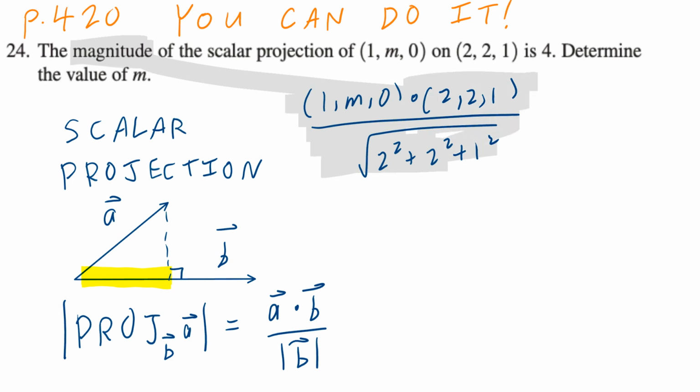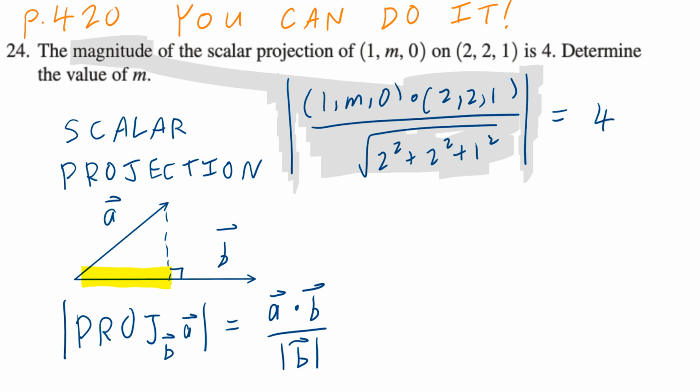Now be mindful, this equals 4, but here's the key. It's asking for the magnitude of the scalar projection. So if you think there's one case, you're partially right. It's not mathematically incorrect. They can find one value of m, but I'm letting you know, just by inspection, I can tell there are two cases. So the absolute value sign that I'm putting here comes from the fact that we're thinking about the magnitude of the scalar projection.